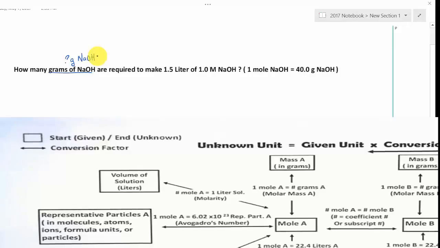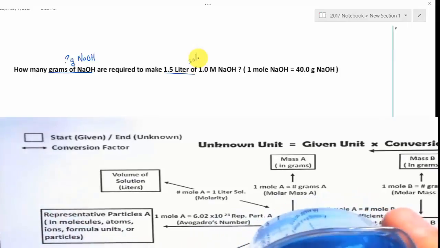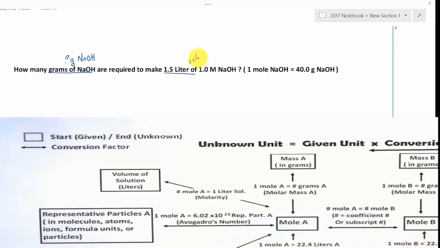But what is given to us? So we need to make 1.5 liter. Well, that 1.5 liter is of solution, okay? Remember, we are taking a substance, put in water, and we are making a solution. And in this case is the solution of NaOH with the concentration of 1.0 molarity. This is right here is our given.